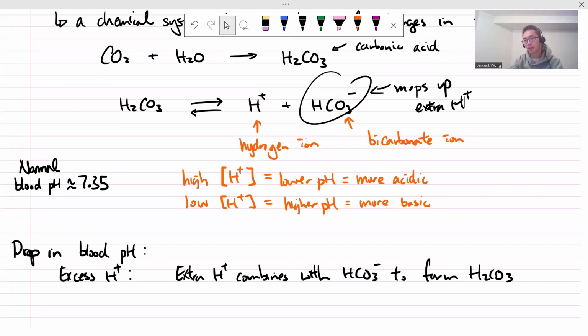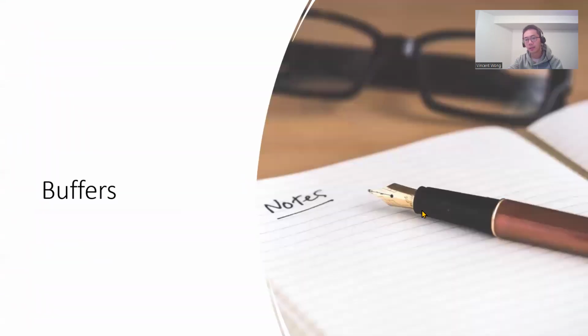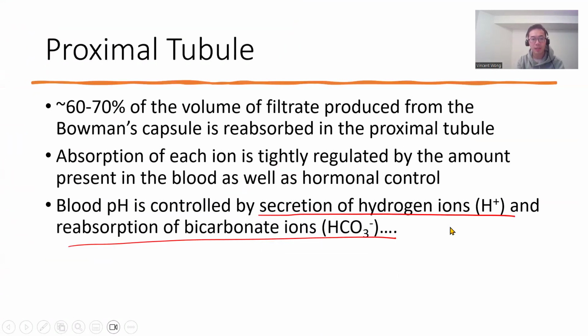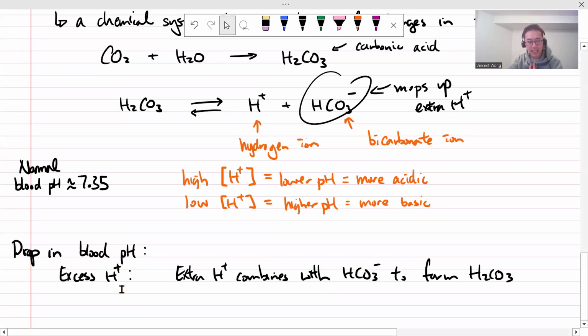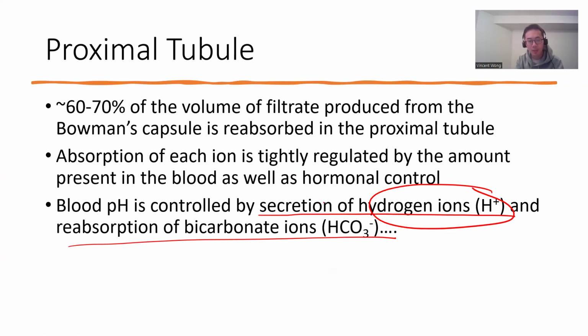Now, let's take a look at the kidney here. What does it say? At the proximal tubule, blood pH is controlled by secretion of H plus. So let's say you have excess H plus, which is what we're talking about here. Drop in blood pH, excess H plus. We mop up as much as we can using the buffer. But what if there is still more? Well, at the proximal tubule, we can secrete them. You can take the H plus from the blood and then pee it out. Put it into the nephron, and then you will pee it out.